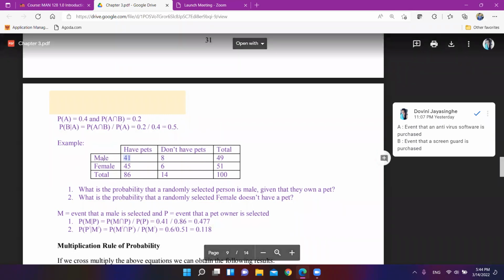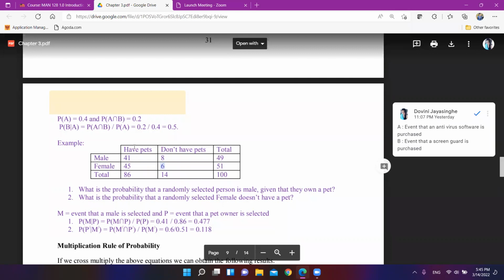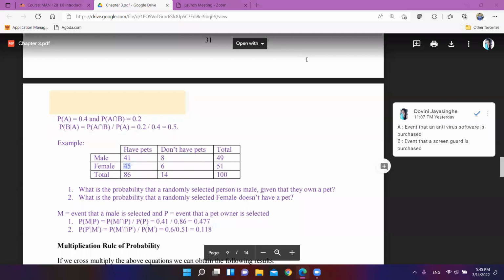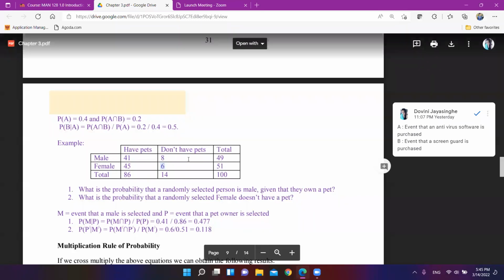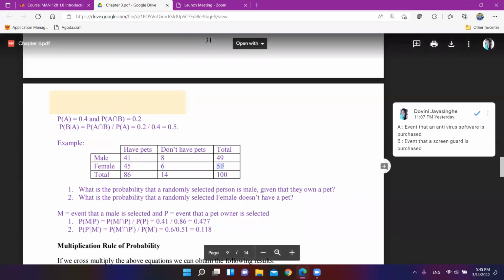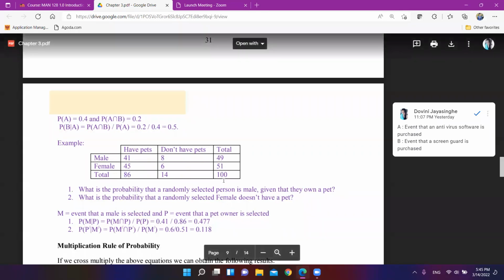These are the males who have pets. The number of males who don't have pets is 8. The cells are actually the intersections. Being a female and having a pet is 45. Being a female and not having a pet, the count is 6. Likewise, here we have row totals: adding this one and this one you get 49, and 51 for the other. Here you have column totals; 86 is given by 41 plus 45. Likewise, this is the grand total.